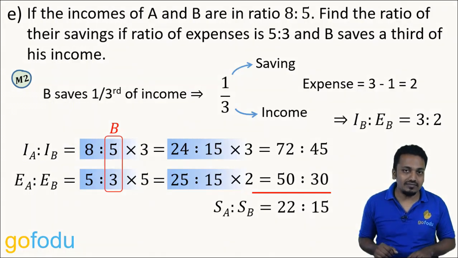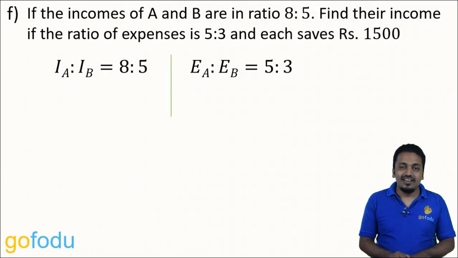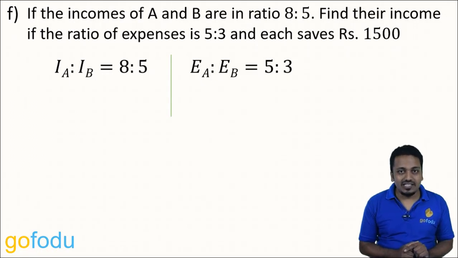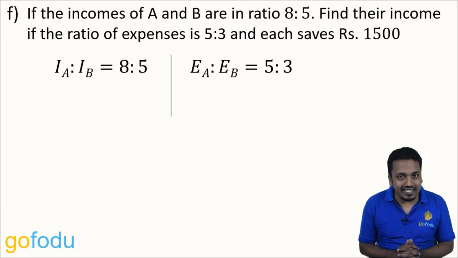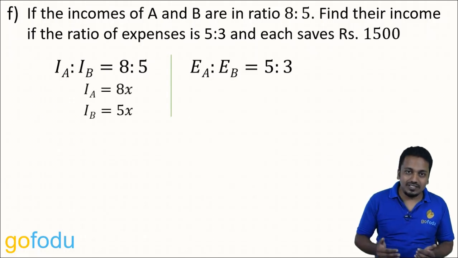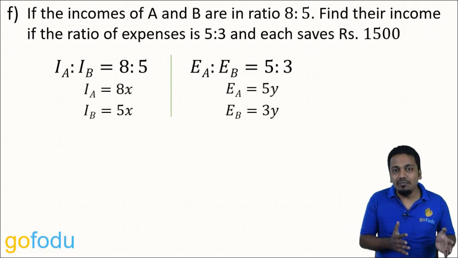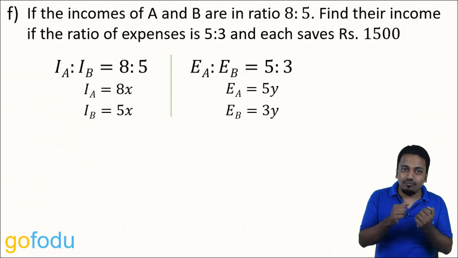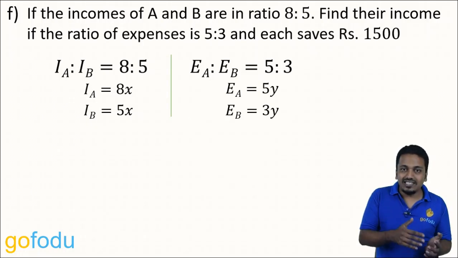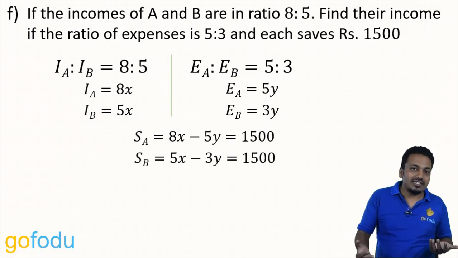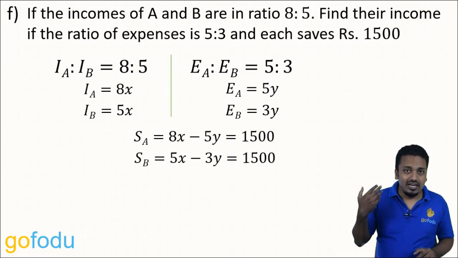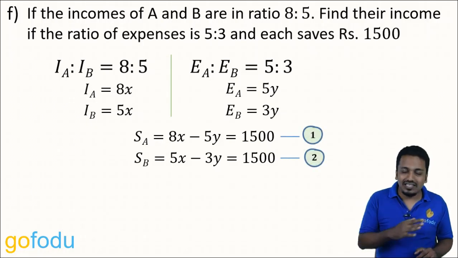Moving on to the next question. The ratios of income and expenses are the same as before, and they each save rupees 1500. We can take income as 8x and 5x and expenses as 5y and 3y. Income minus expense is savings, and the savings of both are 1500 rupees. So 8x minus 5y will be 1500 and 5x minus 3y will be 1500. Two equations and two variables, easily solvable.